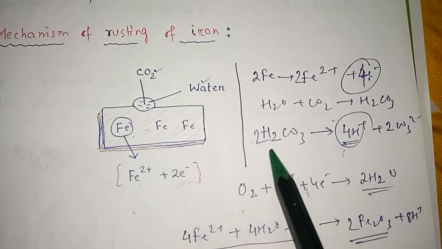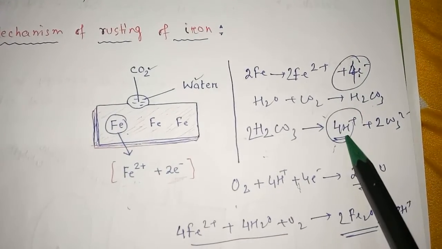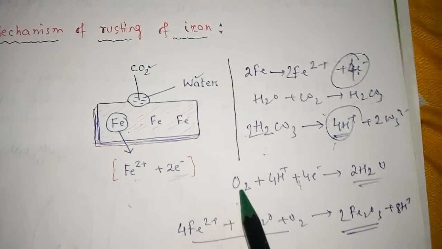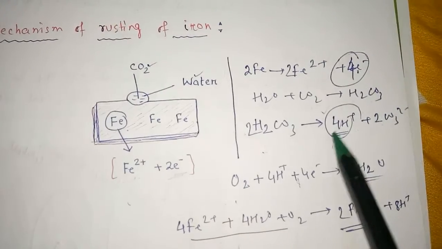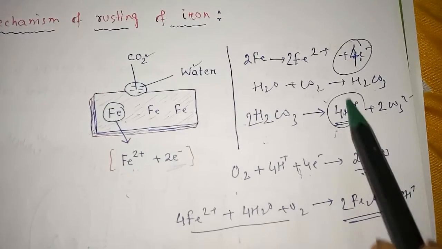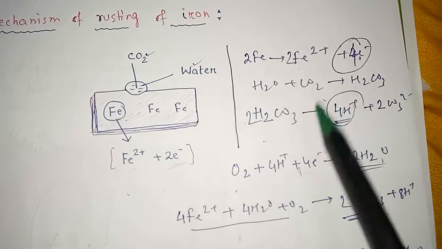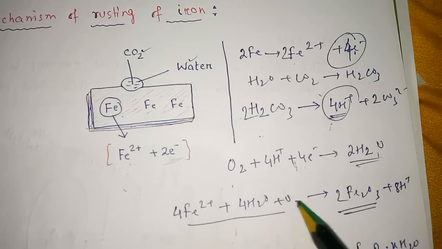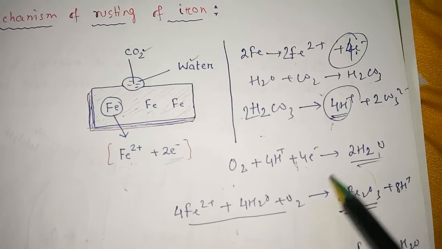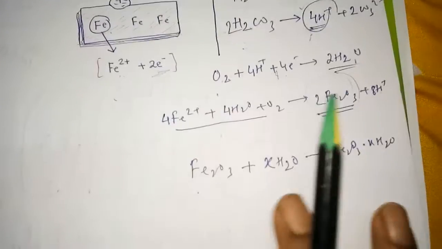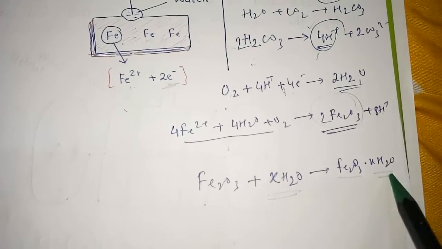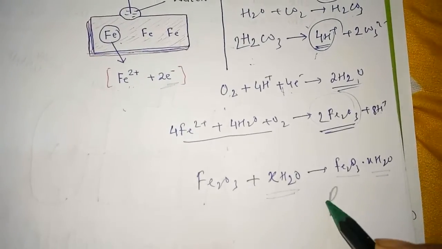H2CO3 dissociates to give you 4H+ plus 2CO3 2-. Now oxygen from the atmosphere reacts with the 4H+ and 4 electrons to give you 2 water. Then the Fe2+ reacts with the water and oxygen to give you 2Fe2O3 plus 8H+. Now this Fe2O3 takes the desired number of water molecules from the atmosphere to give you Fe2O3.xH2O. This is what is called rust.